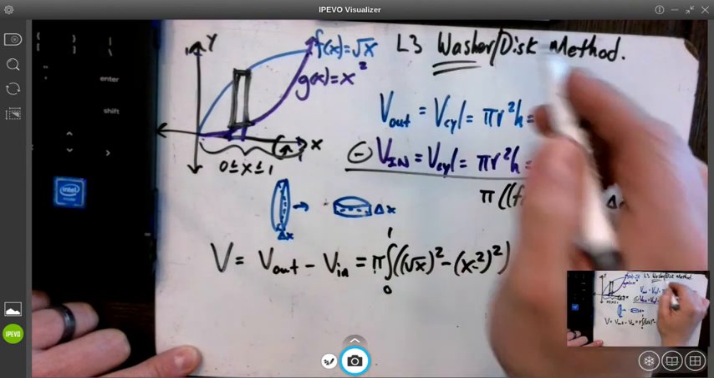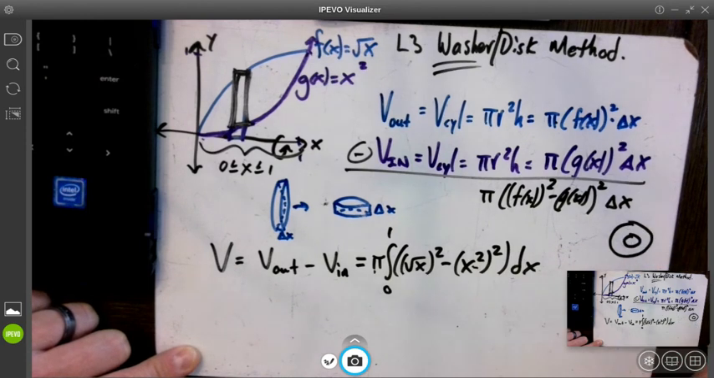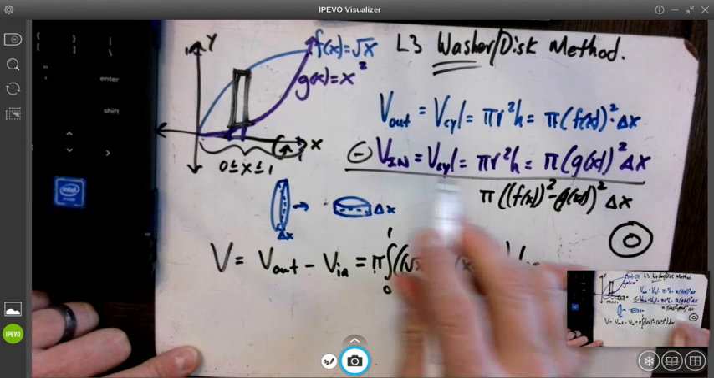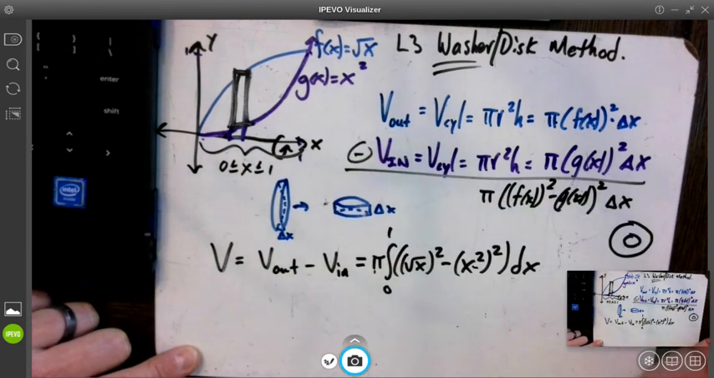And why is it called a washer? Well, a washer, like what you put with nuts and bolts, looks like this. So it has a hole in the middle. So it's basically this method where we take the volume of the entire region and subtract out the stuff that we don't want included, hence the hole.